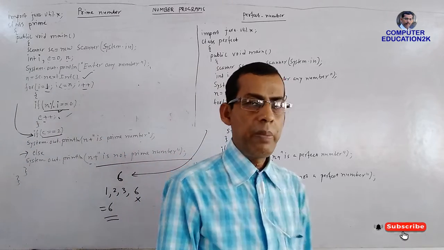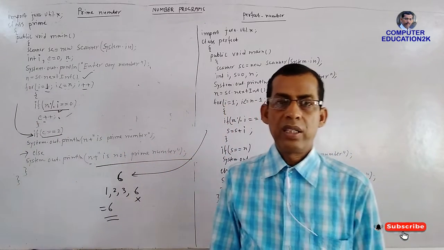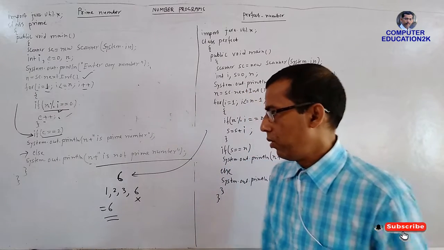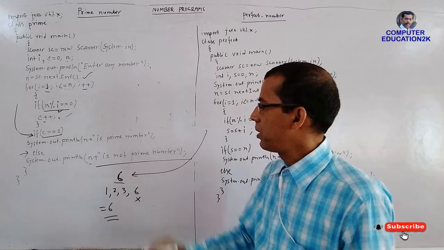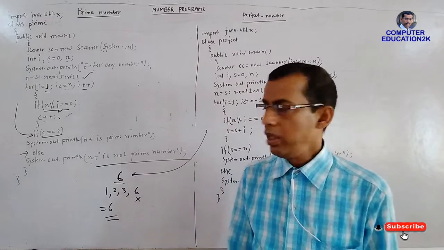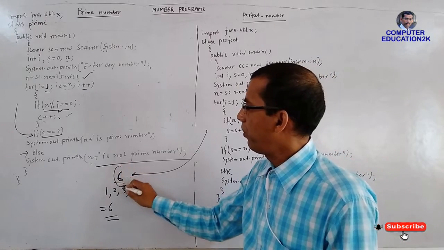As I said, a perfect number is a number whose sum of the factors, excluding the number itself, is equal to that number. If you find the factors of 6, you will get 1, 2, 3 and 6, and if you add 1 plus 2 plus 3, you will get 6. So 6 is a perfect number.